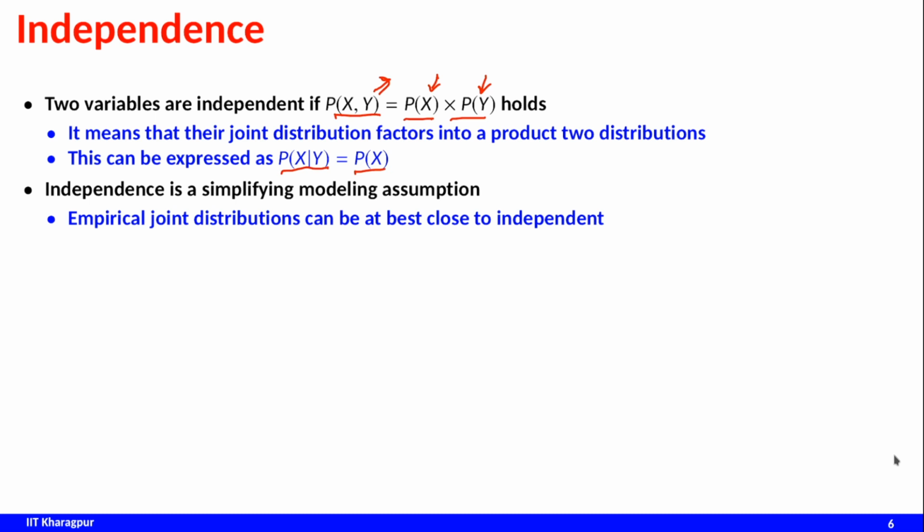Independence is a simplifying modeling assumption. Typically, in a practical scenario, we will find very few situations when two variables are independent. But in some cases a joint distribution can be at best close to independent, and we can approximate it as independent. Most of the time they will be related, and we can make some kind of approximation out of this.